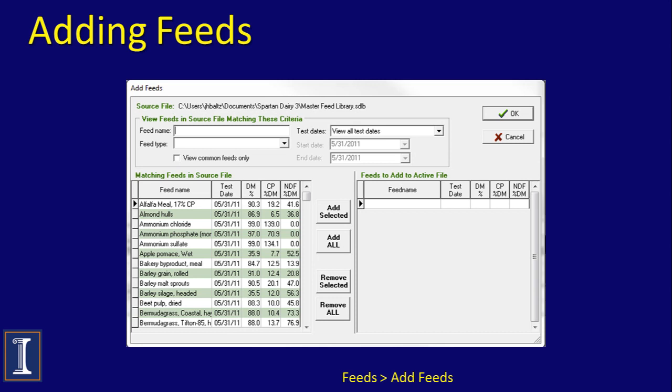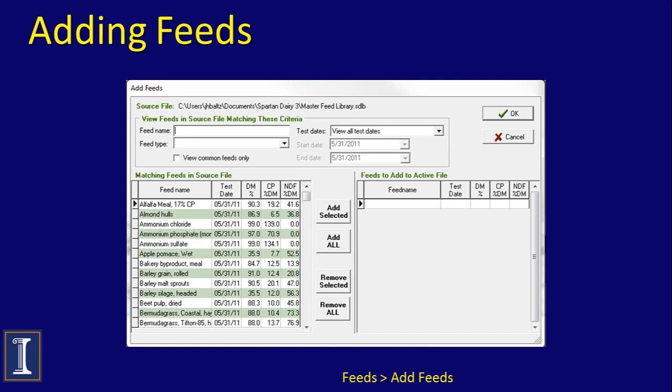For example, if I wanted alfalfa meal, I've got my cursor there. I would then hit the add selected, and that will pop over on the right side, and I can go down my list and add the feeds that I want. If you make a mistake and you want to start totally over, you would hit remove all feeds. If you want to remove one feed, you highlight that feed, and you can take that one off the list.